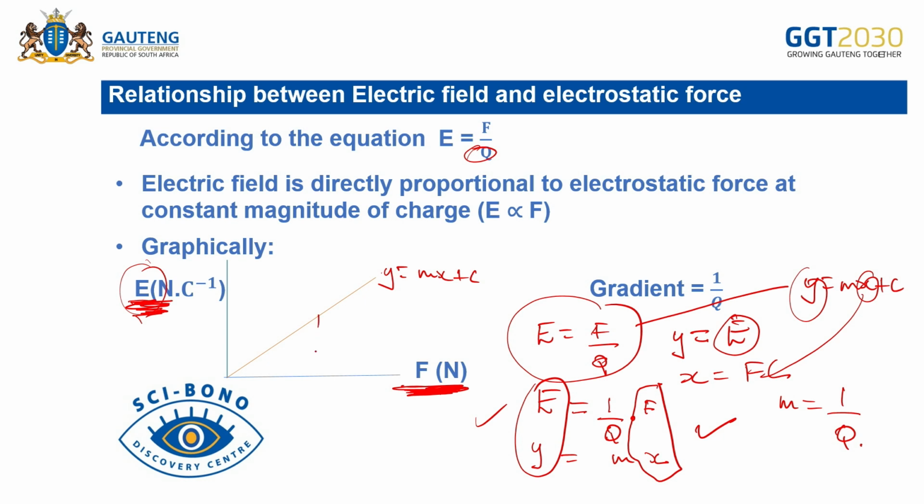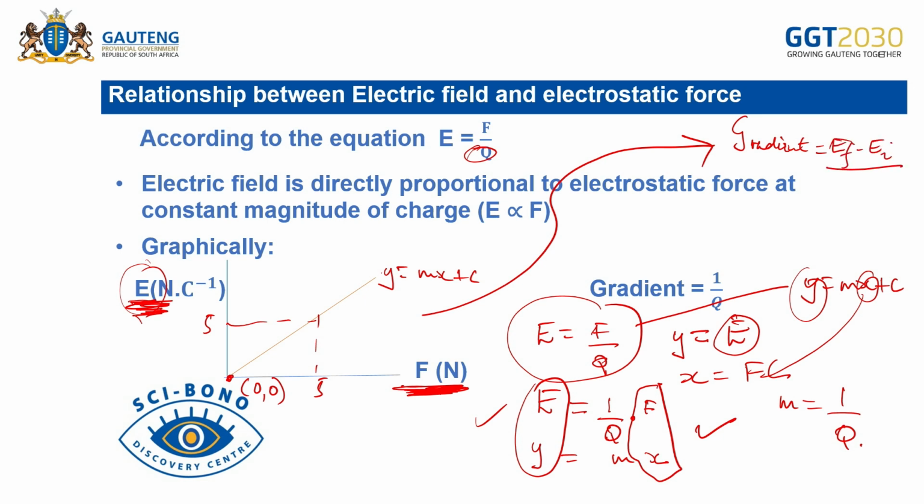So when you calculate the gradient, let's not forget, you need 2 points. Let's say this point is 0 is to 0. Maybe this one is 5 is to 5. I'm just giving you an example. So then you calculate your gradient. Your gradient here will be change in E, which is E final minus E initial, over change in F, which is F final minus F initial.